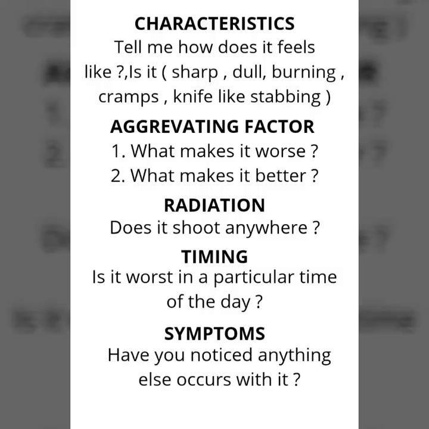So the next is CARTS, and in CARTS, C stands for characteristics, and you will ask the patient, tell me how does it feel like. Is it sharp, dull, burning, cramps or knife-like stabbing? And A stands for aggravating factors, and in this you will ask the patient two questions: what makes it worse and what makes it better, and take note of it. And then R stands for radiation, and ask the patient, does it go anywhere else, like the pain is starting from the anterior chest and radiating to the posterior side. So ask the patient if something like that is happening.